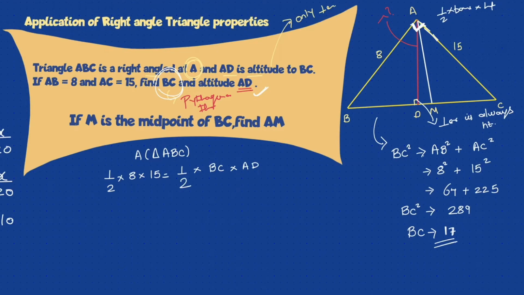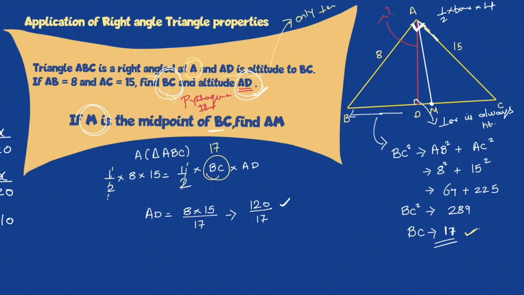So the area could be written in two formats, one on the left, one on the right. BC is nothing but 17, which I had already found out, right? I know BC is 17, that's it. Now I can find out what is AD. So AD is equal to what then? AD is left as 8 into 15 divided by 17. Okay, now what is 8 into 15, which is 120 divided by 17. So I know the next part of the question as well now. That is AD is equal to 120 by 17.